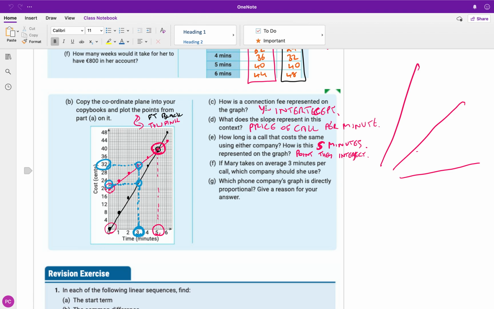Which phone company's graph is directly proportional? So it goes up in a straight line through 0, 0. It's this one here, so it's going to be Fast Talk, black. So the answer is Fast Talk, because it goes through 0, 0. And that's our 0, 0 point down here in the corner.